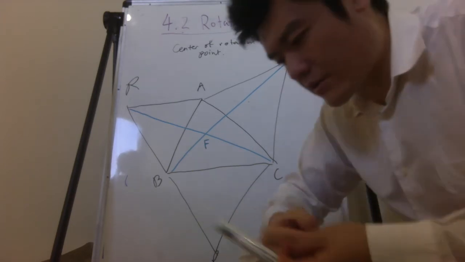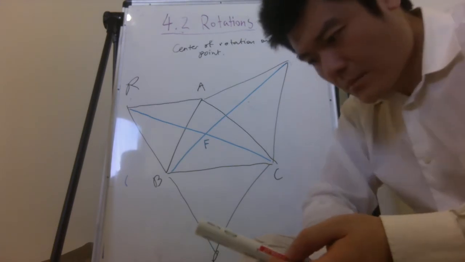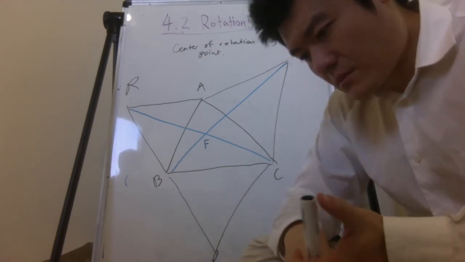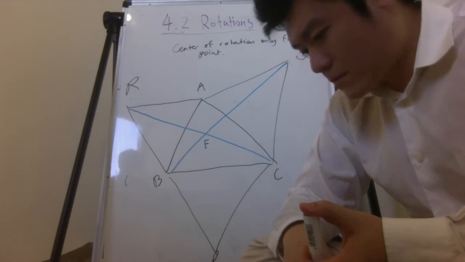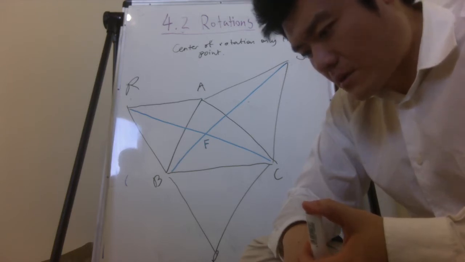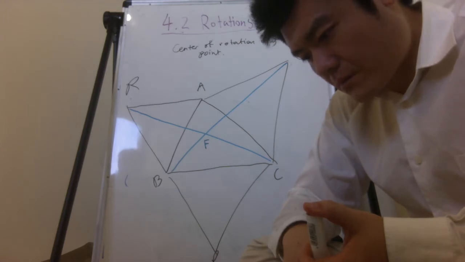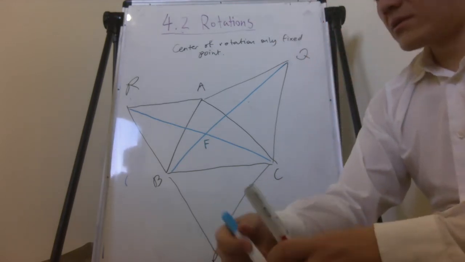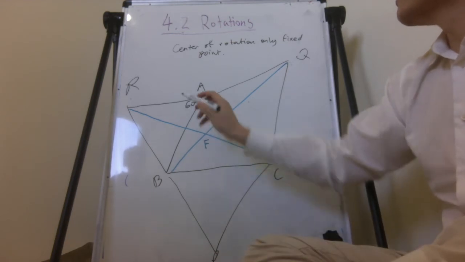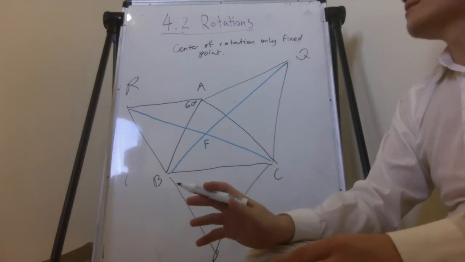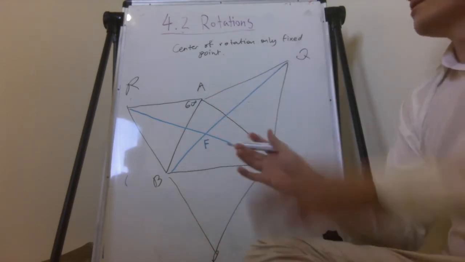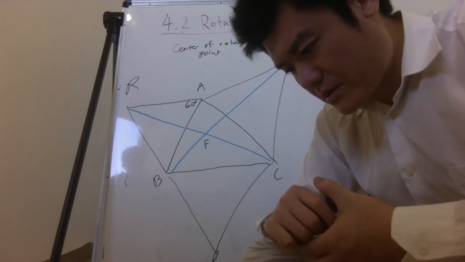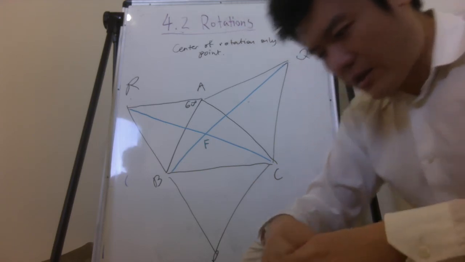So it says, as an example of a rotation, these are all equilateral triangles, except for the middle one. As an example of rotation, we rotate through 60 degrees about A. Notice this is 60 degrees. If we rotate 60 degrees about A anti-clockwise, that determines the whole transformation. And the claim is, if you do that, you rotate triangle ARC into triangle ABQ.